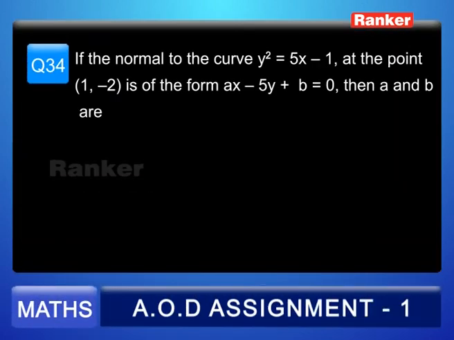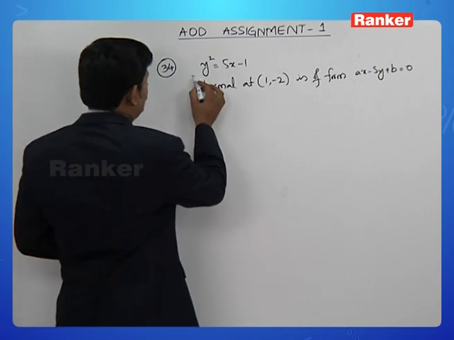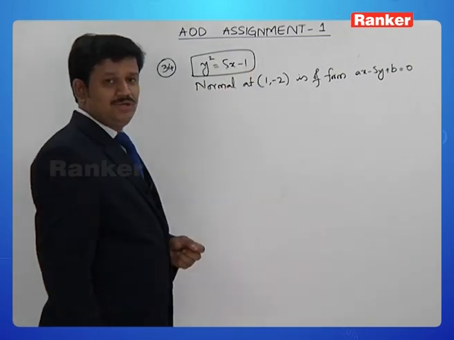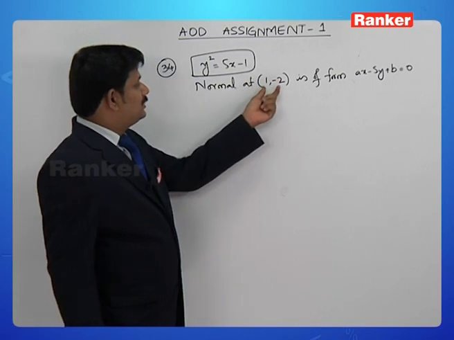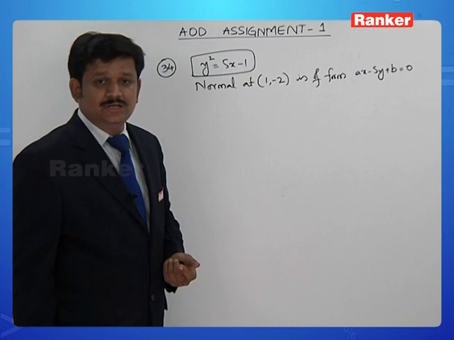Next question. If the normal to the curve y square is equal to 5x minus 1 at the point 1 comma minus 2 is of the form ax minus 5y plus b equal to 0, then a and b are: option A 4 comma minus 14, option B 4 comma 14, option C minus 4 comma 14, and option D minus 4 comma minus 14. It is given that for this curve y square is equal to 5x minus 1, the normal at the point 1 comma minus 2 is of the form ax minus 5y plus b equal to 0.